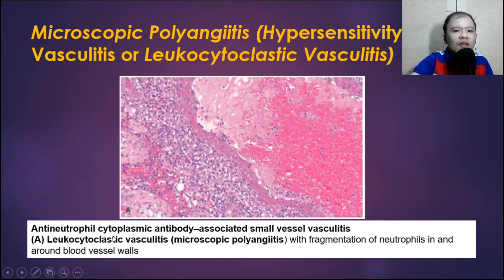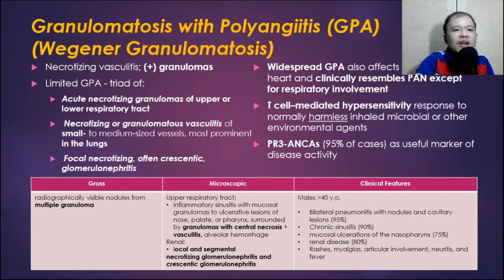Okay. So next is granulomatosis with polyangiitis. Take it from the name. You have granulomatosis, granuloma, polyangiitis, poly, many blood vessels. Particularly, you have the lungs, lower respiratory tract, granulomas in the lower respiratory tract, upper respiratory tract, at the same time in the kidneys. If it's widespread, it can affect the eyes, skin, and the heart, and it clinically resembles polyarteritis nodosa. As we said before, polyarteritis nodosa does not involve the lungs.